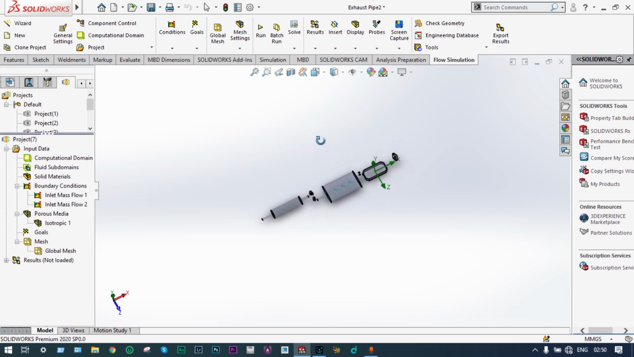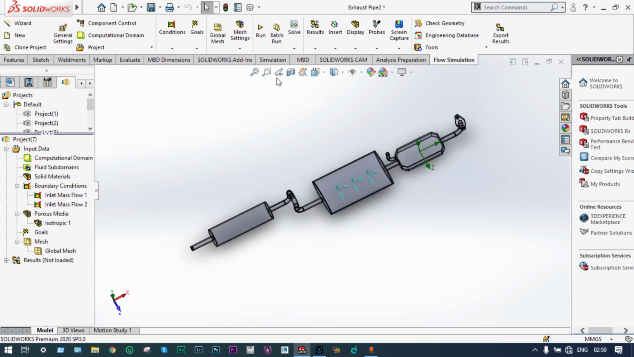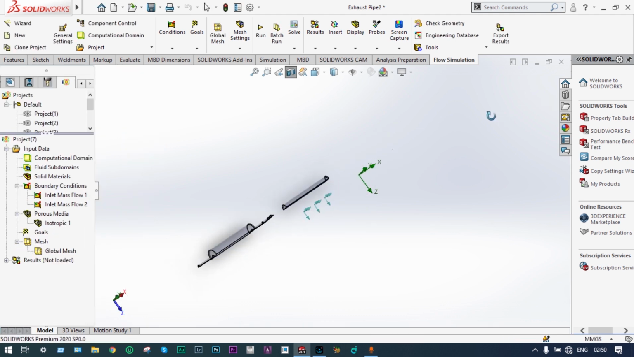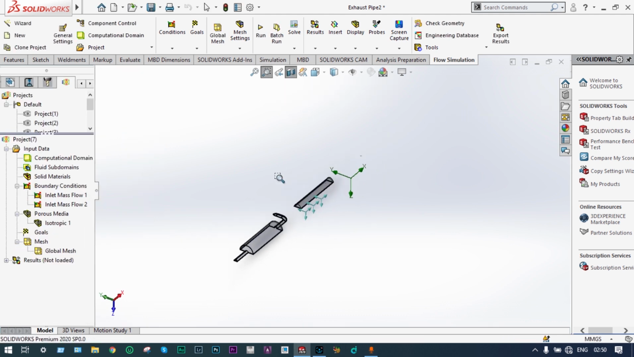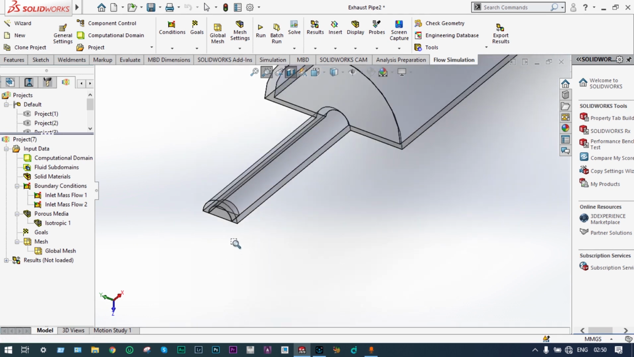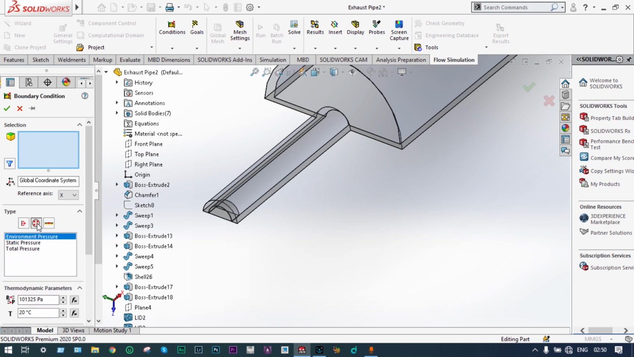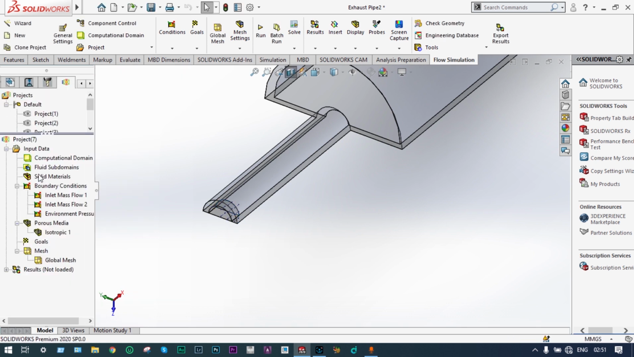Now the fourth one, that means atmospheric pressure at the exit to be applied. So we can cut it again across the specific location. Green check. You can make it a little bigger for proper selection. Now boundary conditions, insert boundary condition, and you want to apply atmospheric pressure or environmental pressure at the exit. Green check. Fourth boundary condition is also applied.